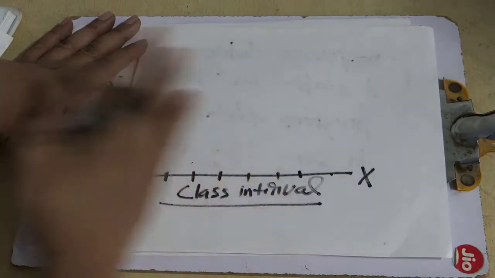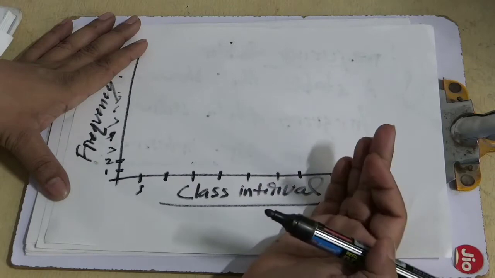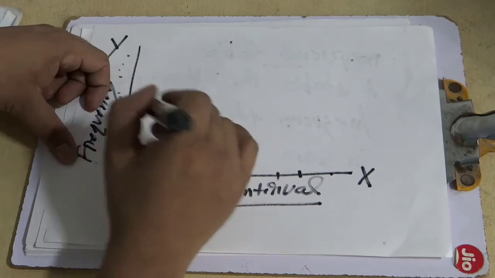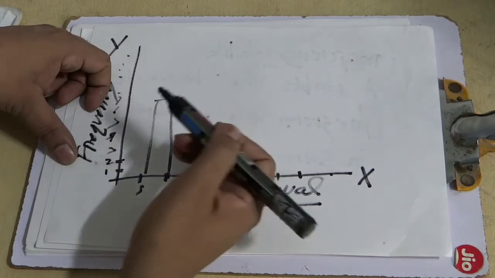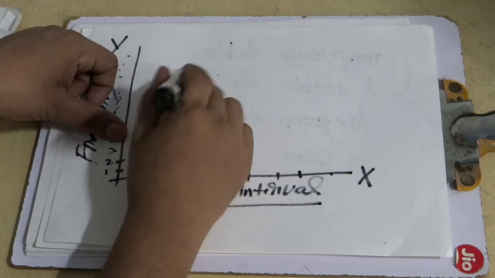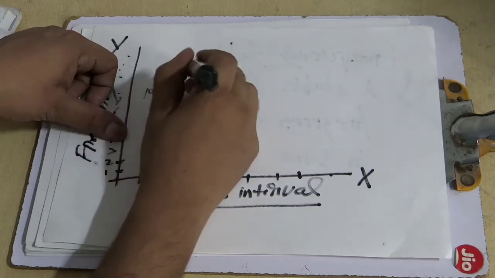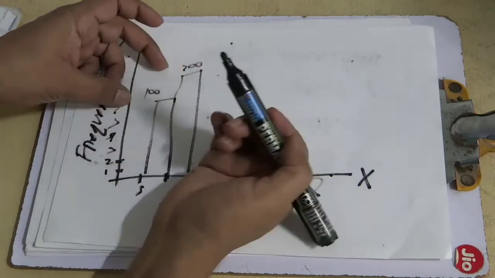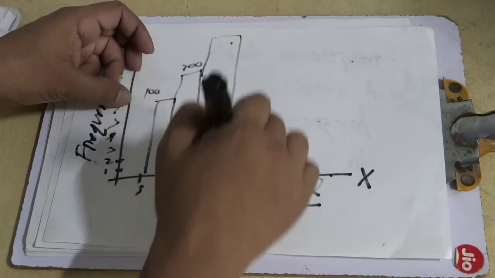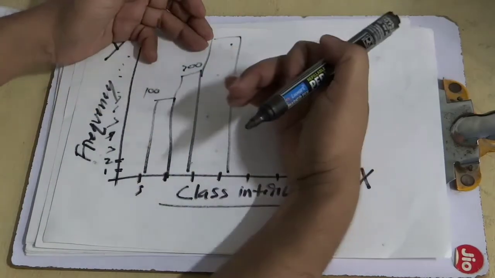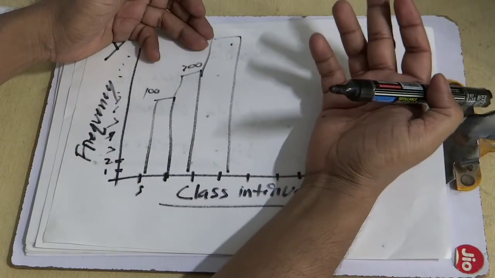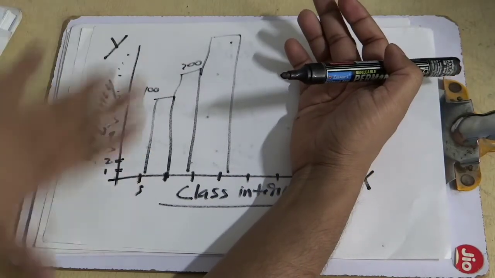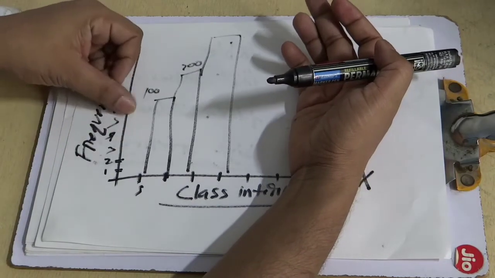Now this is not related to today's class, but I told you in previous classes that sometimes we have large data. For example, this is 100 and this represents 200. If the ratio is like 100 and 200, then for 500 we have to draw up to 500. But how can we draw, say, 50,000 or 1 lakh? That will be impossible because we would need a very long sheet of paper.